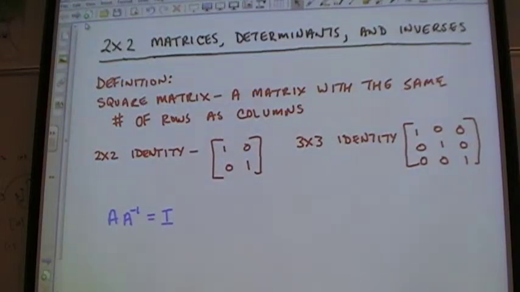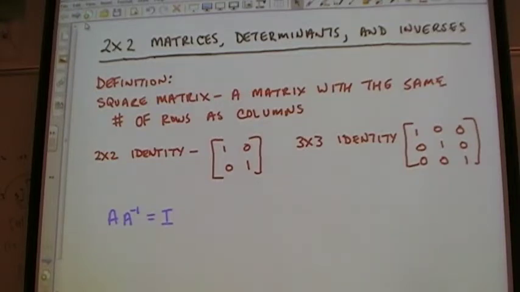2 by 2 matrices, determinants, and inverses. Up here we have a definition, several definitions. Go ahead and write down the definitions. Square matrix is what we're going to be looking at.